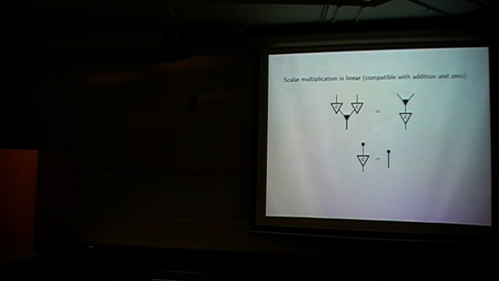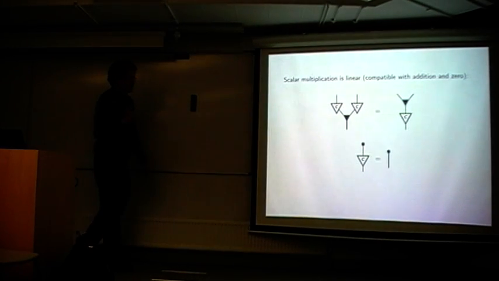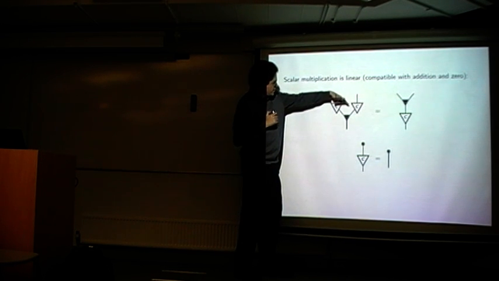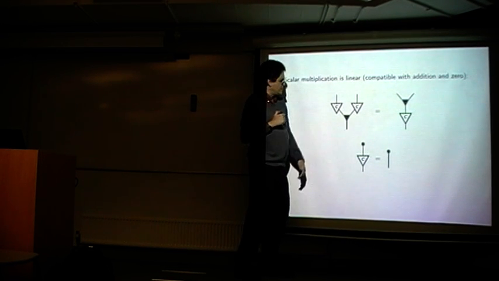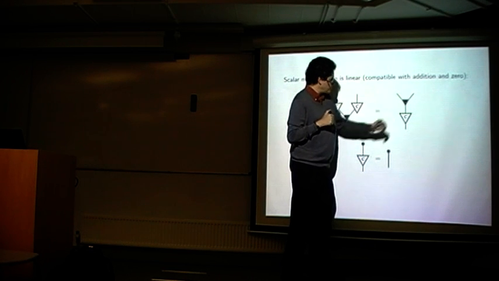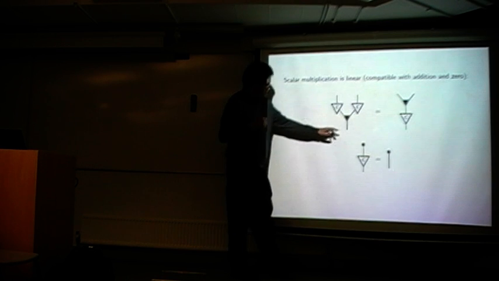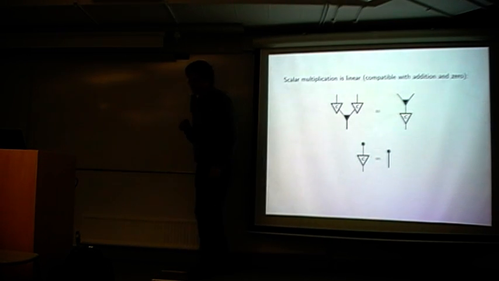And there's a little bit more. One thing that we haven't gotten around to is that scalar multiplication is linear. It's compatible with addition and 0. So if I have two signals and I multiply them both by some number and then add them, it's the same as if I added them and multiplied them by the numbers. That's the distributive law. Similarly, multiplying 0 by any number is 0.